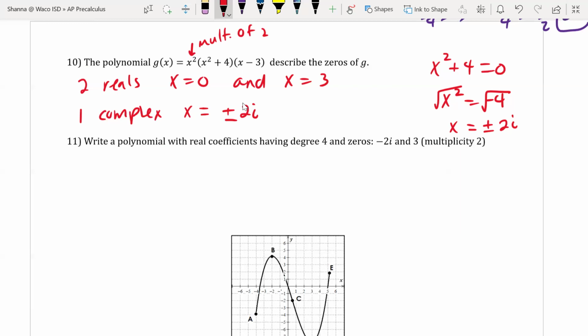Okay. The next part is saying, can you work backwards? Can you create the factors from given information? So if I told you here that I have a polynomial with real coefficients having the degree of 4, my zeros are negative 2i and 3 with a multiplicity of 2. So to begin with, I'm going to write my first factor. What would be my first factor? Given the first information, negative 2i, what would its factor be?